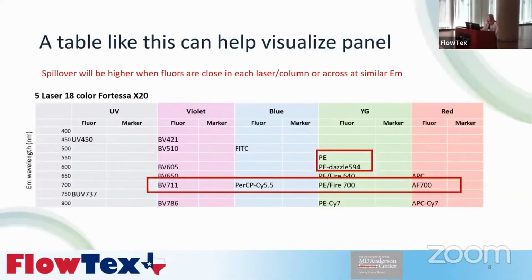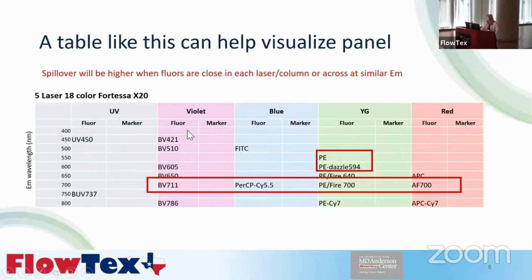Okay, so I like to use a table like this to help me visualize a panel. It's a pretty simple device, but it helps me see how my markers are arrayed. This is an instrument in my lab. Well, it's actually 3 instruments in my lab that are 5-laser, 18-color X20s. These are very good instruments. They have 18 detectors: 2 off UV, 7 off violet, 2 off blue, 5 off YG, and 3 off red. If we split this up into a matrix style, we can look at the emission wavelength on the Y axis, and we can look at each laser.